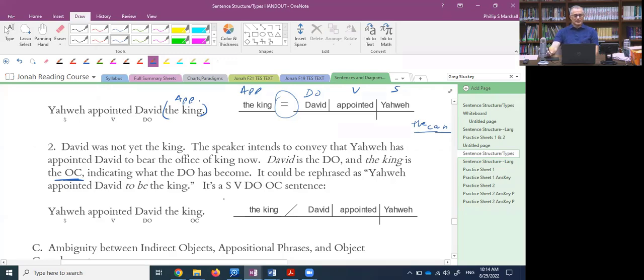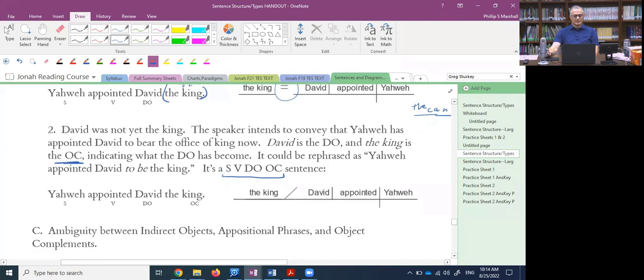But what this ends up creating is a 4-part sentence pattern, subject, verb, direct object, but the additional obligatory object complement. So Yahweh appointed David the king would look like this. Okay, so we're going to put that object complement literally on the baseline with that slanting line.